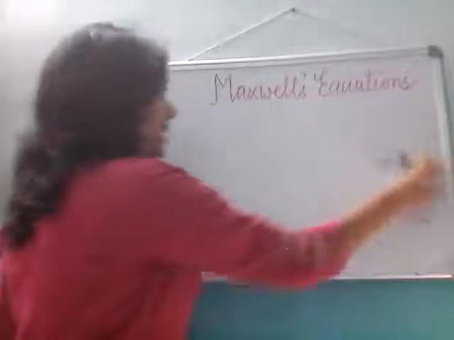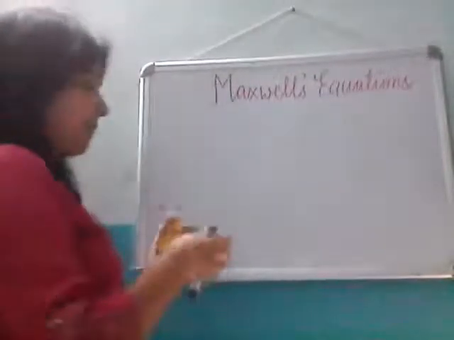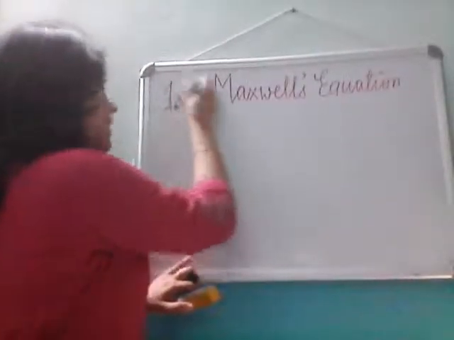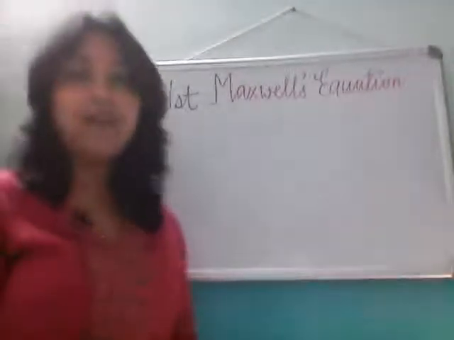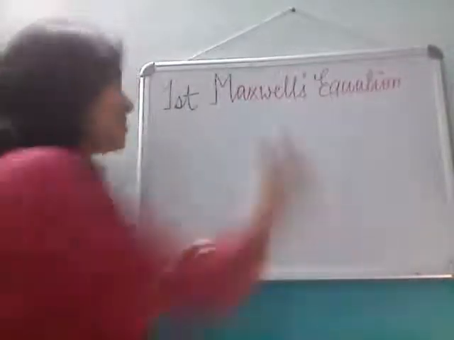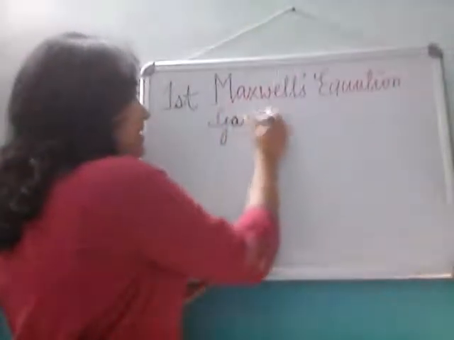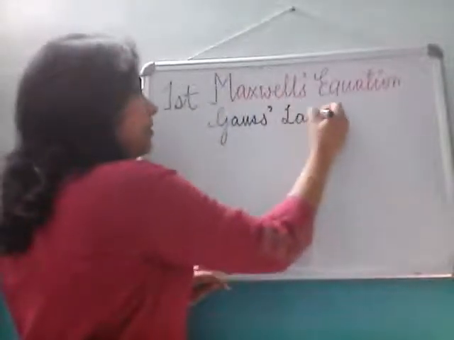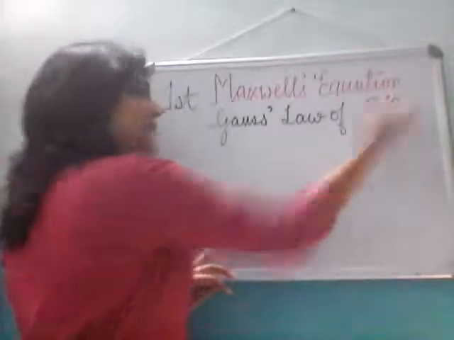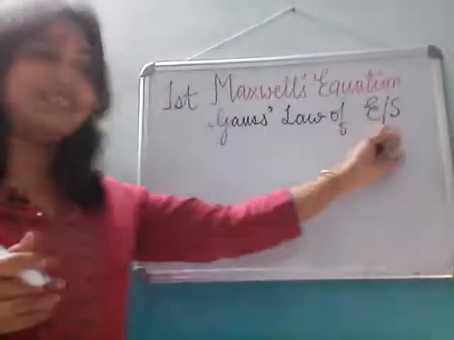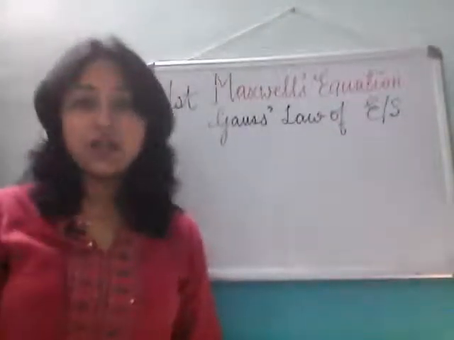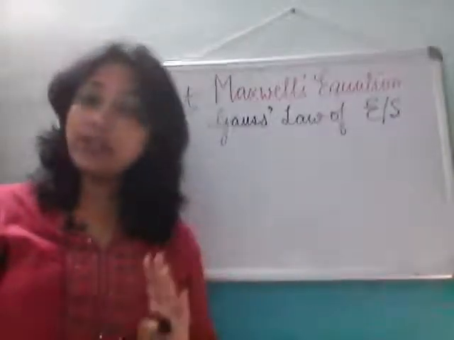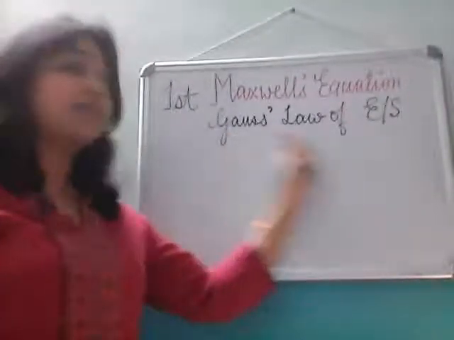The first Maxwell's equation, we will actually begin with our first Maxwell's equation. Now, the first Maxwell's equation is actually nothing but the Gauss's law of electrostatics. Let me just write it down. I hope you all will understand when I write this, it is actually electrostatics. Because of the lack of space, I am just using the abbreviation. So, the first Maxwell's equation is nothing but the Gauss's law of electrostatics.